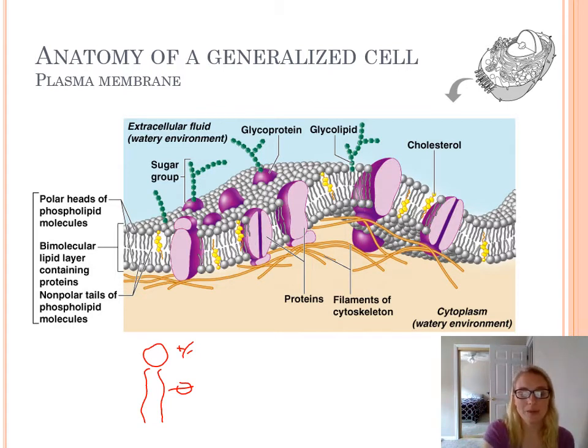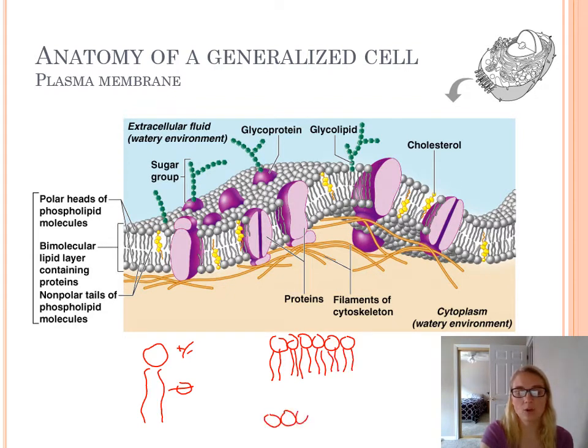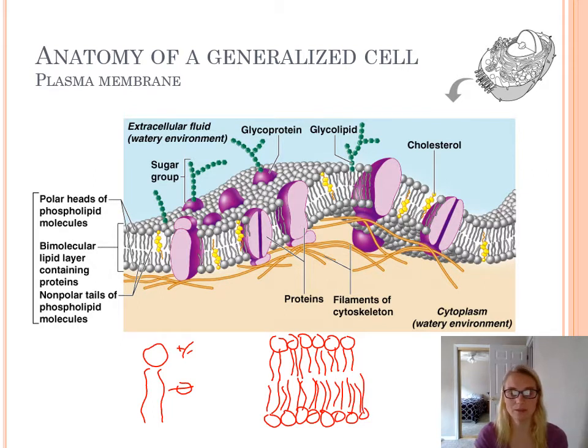What we end up getting are all of the charged ends, or polar heads, pointing towards the watery environment outside of the cell or the watery environment inside of the cell. And all the lipid tails, which don't like to mix with water, are all pointing towards each other to make up what's called the bilayer. So we have two layers of lipids.